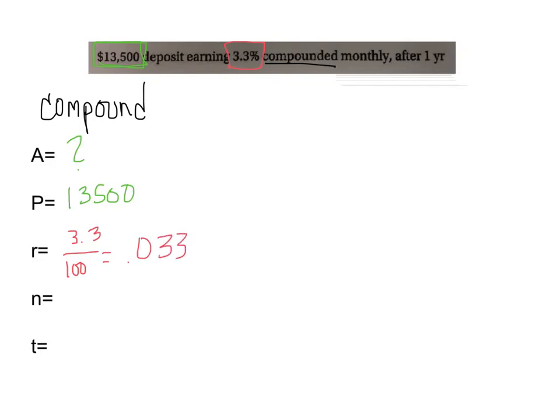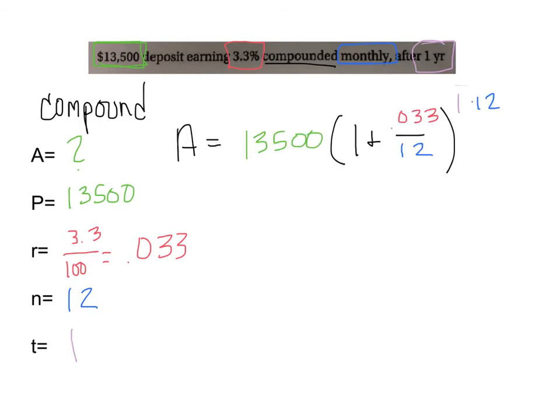When we look at N, we're looking at how many times it's compounding. So the key word is monthly, which you should remember from your notes means 12. And finally, we have to look at our T value, which in this case is just 1 year. So now we have to put it all together into a single equation. And when we do that, we come up with this: A equals 13,500 times 1 plus 0.033 divided by 12, all of that raised to the 1 times 12.